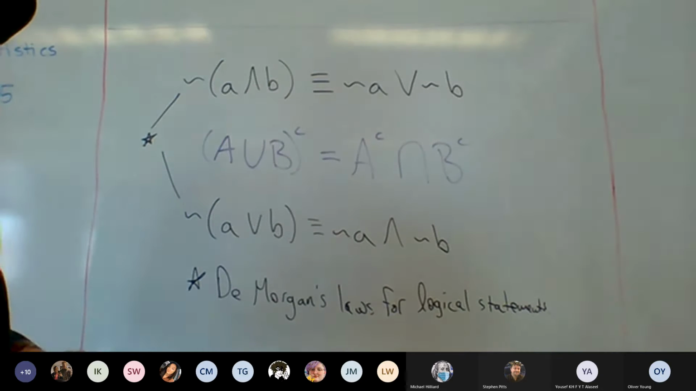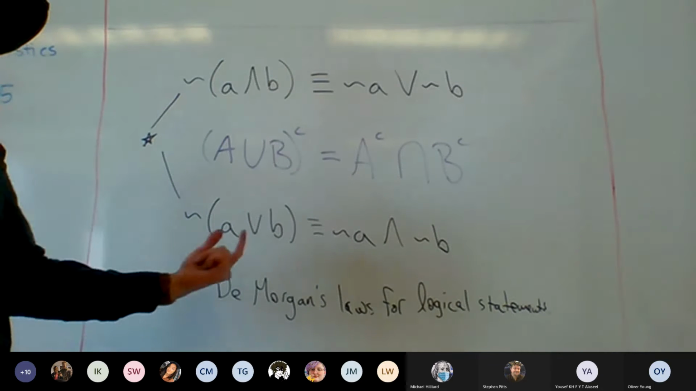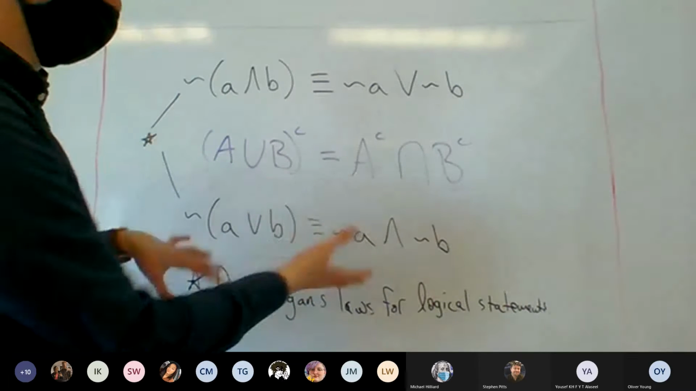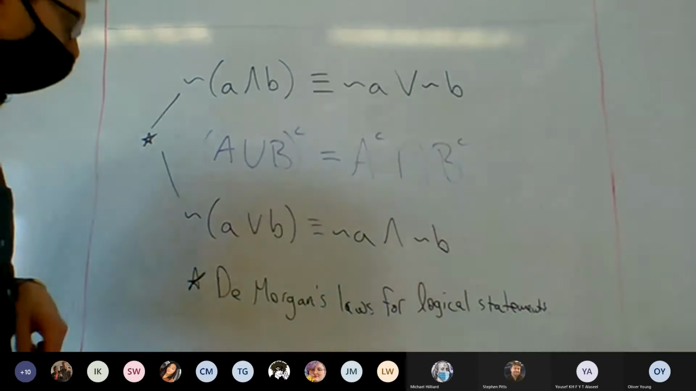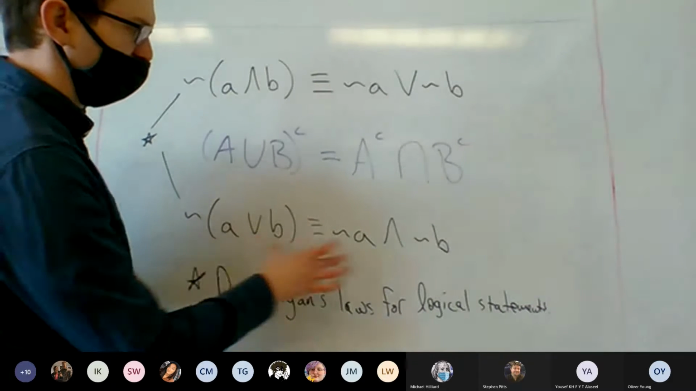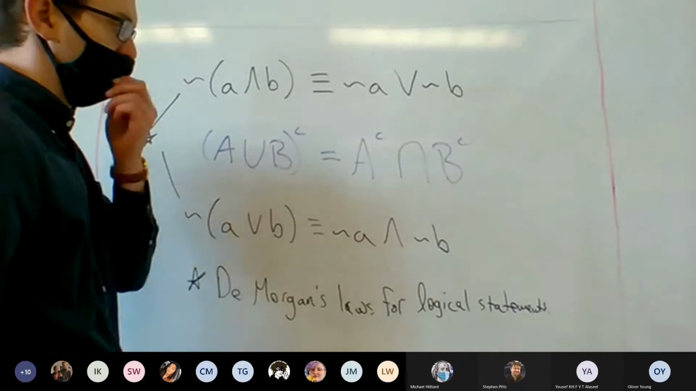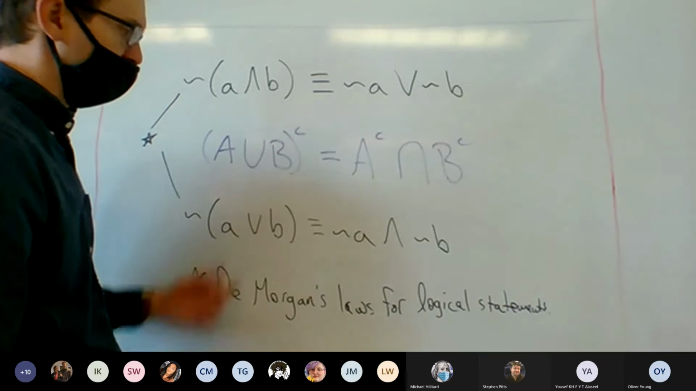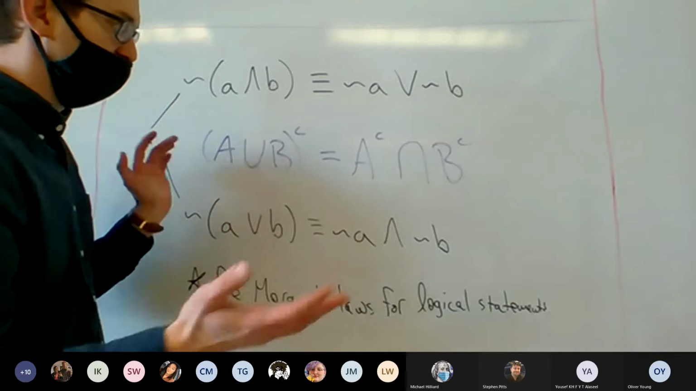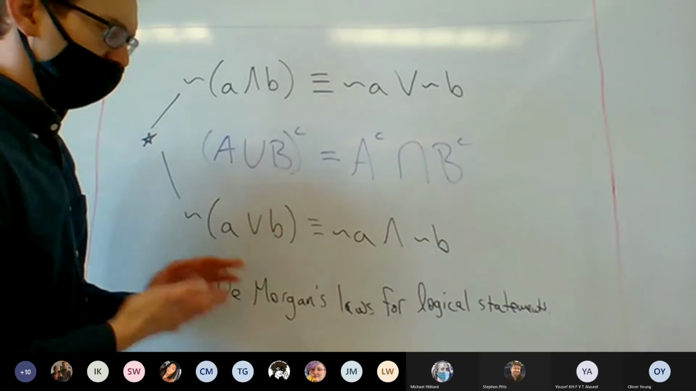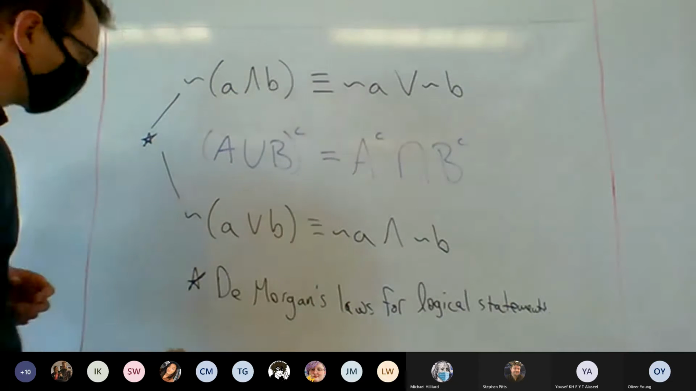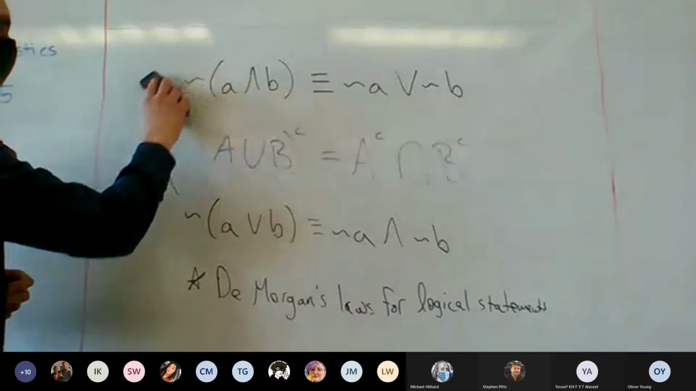So if you wanted an extra exercise, you could prove this De Morgan's law, because we didn't do this one. This is like the other version of it here. You could make a truth table for this side, and then a truth table for this side, and you should end up with the same thing on both sides. And once you've done that, you would have successfully proven both De Morgan's laws for logical statements. All right.